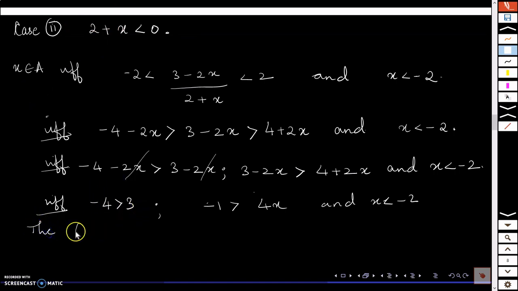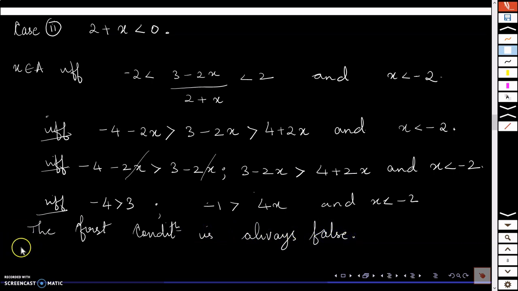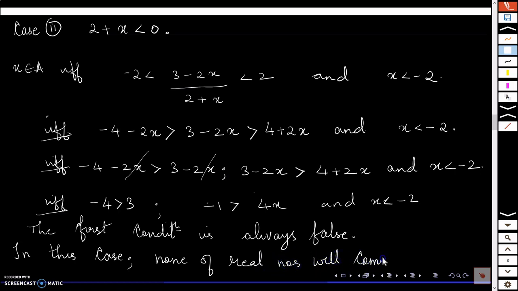So the first condition is always false, right? The first condition is always false. So in case 2, in this case, none of the real numbers will come in A. So from this case, I am not getting any point in A. And these were the only two cases, correct?